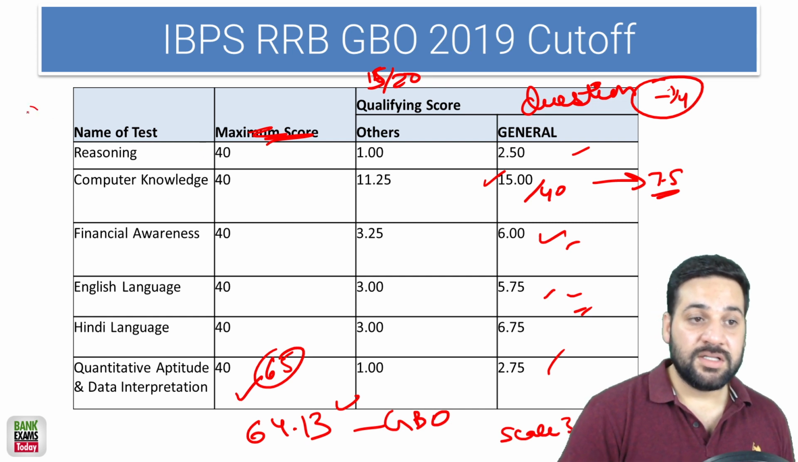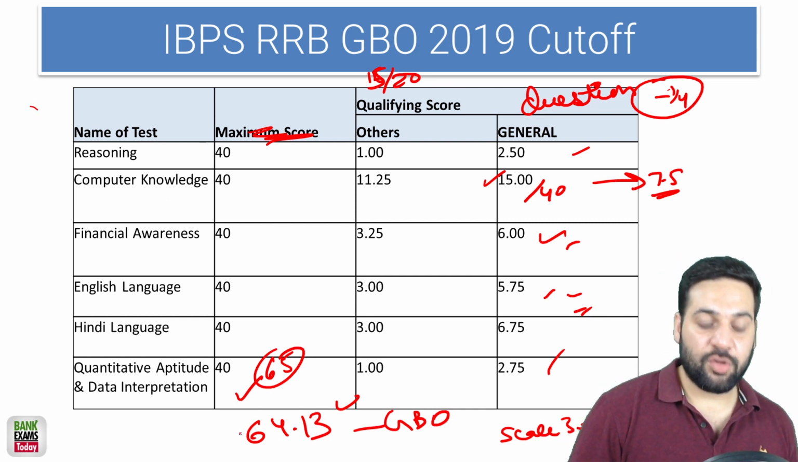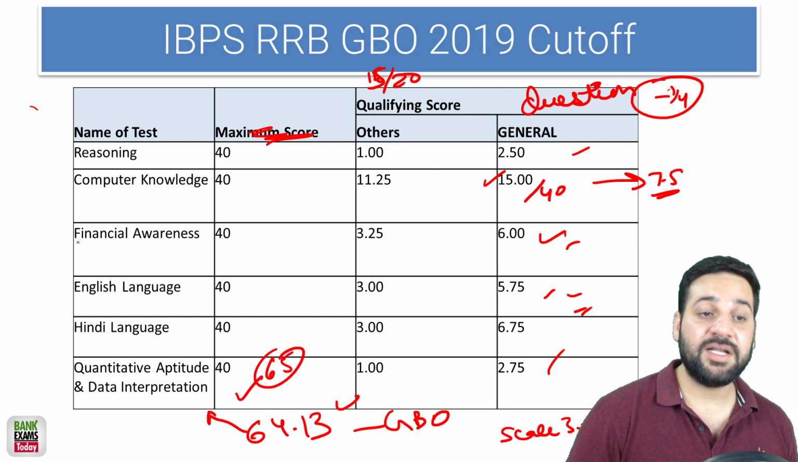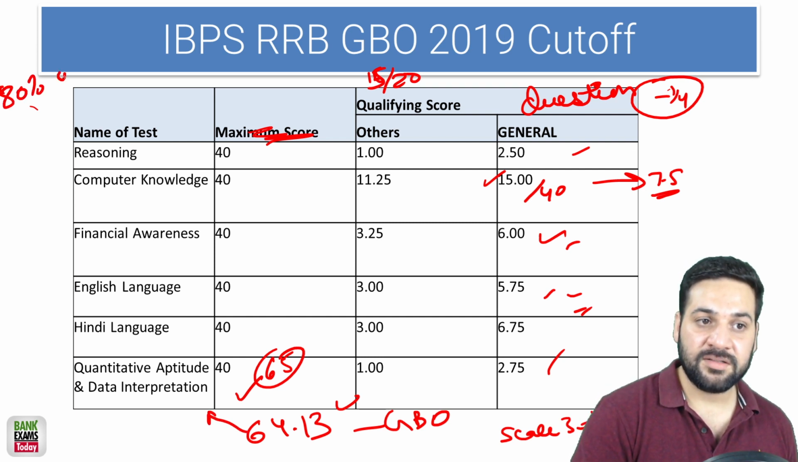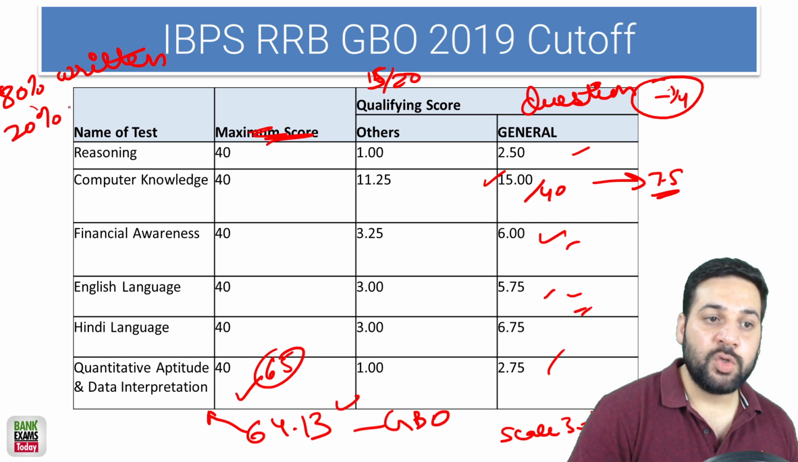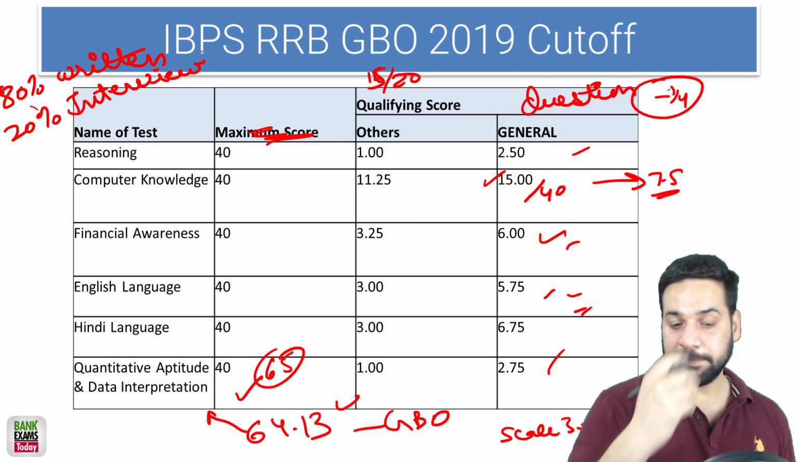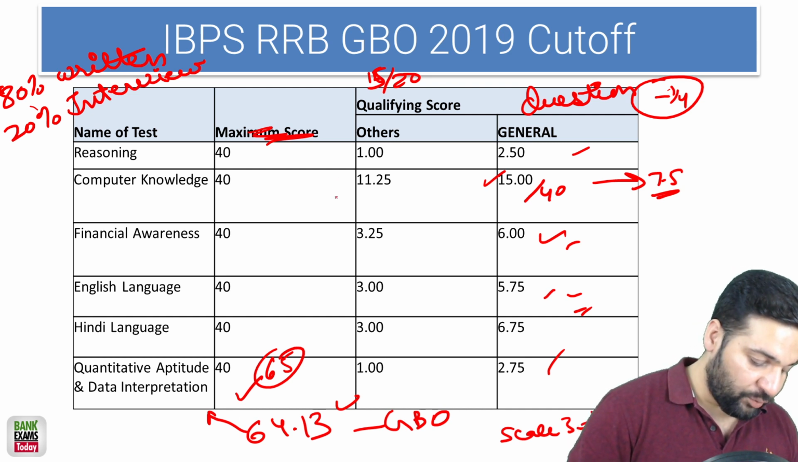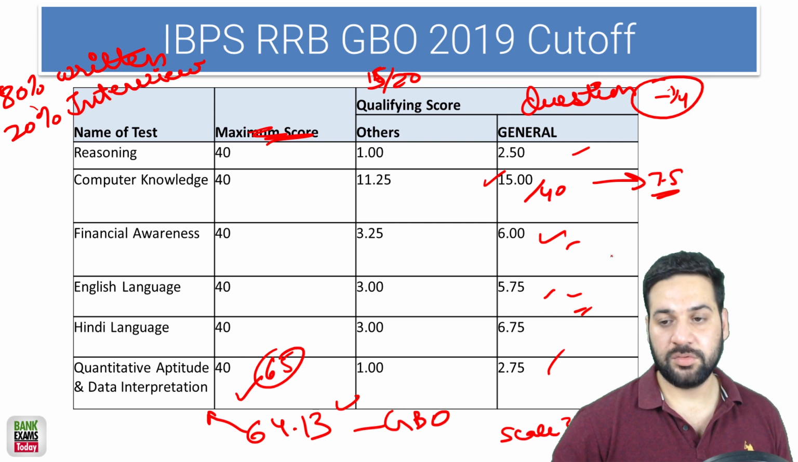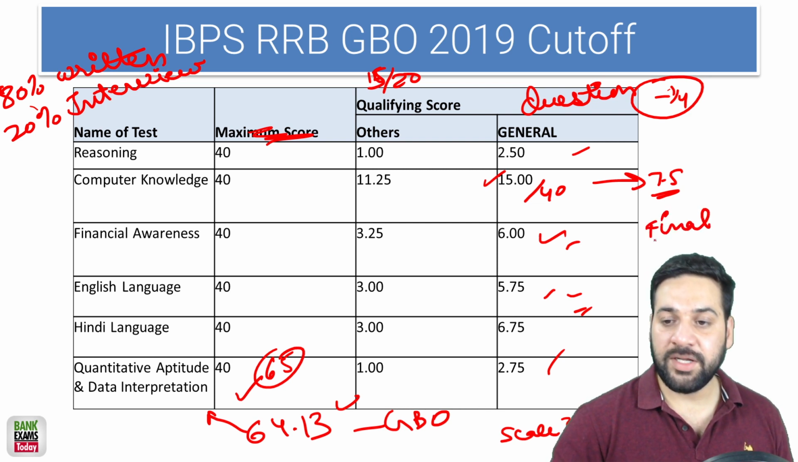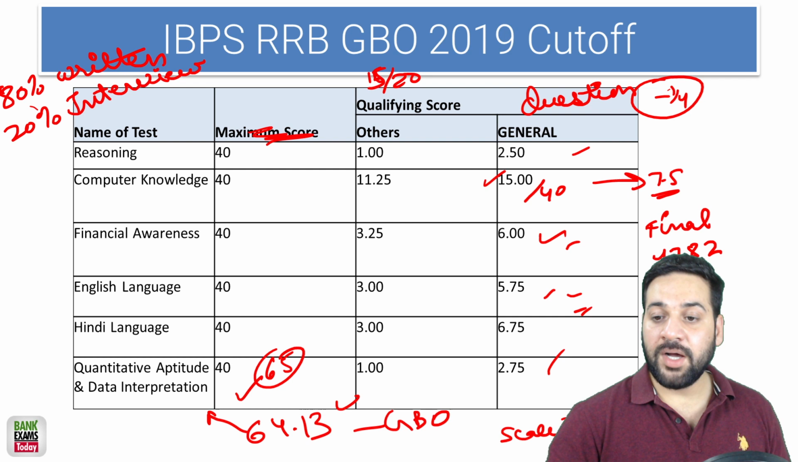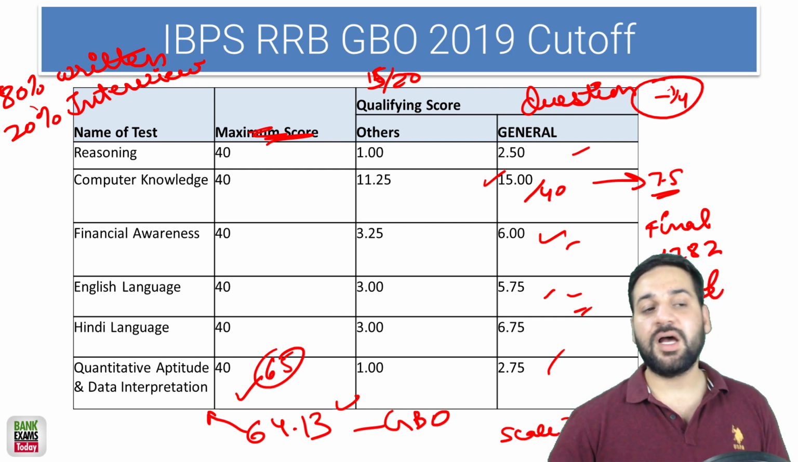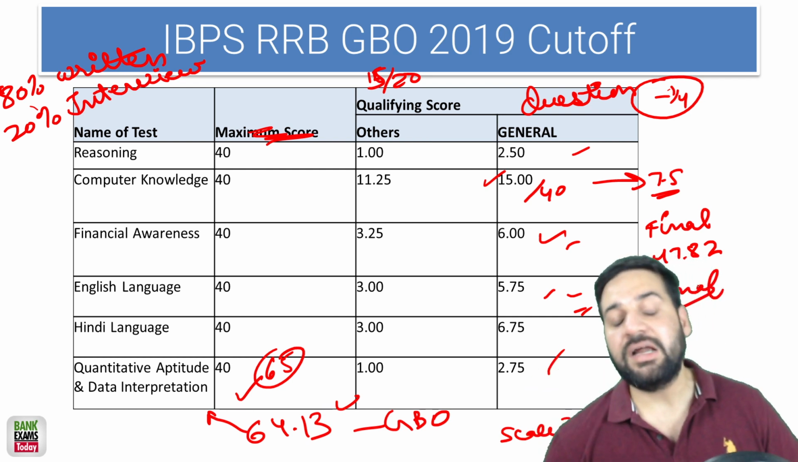See, students, the weightage of the written exam is 80%. 80% for the written and 20% weightage is given to the interviews. Okay, this is the weightage given. Okay, and then the final cutoff for the GBO was 47.82. 47.82 was the final cutoff. That includes the written and the interview scores, right?